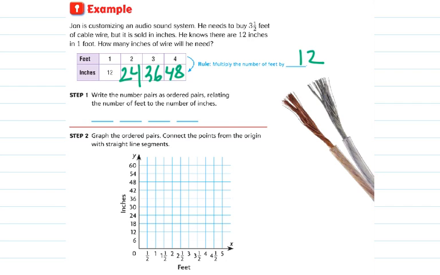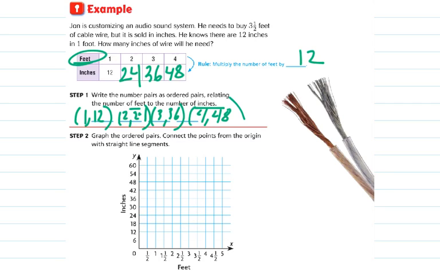Step 1. Write the number of ordered pairs relating the number of feet to the number of inches. So because it says feet to inches, we're going to write down the feet first, and then we're going to write the inches. So we have 1, 12, 2, 24. We have 3, 36. And lastly, we have 4, 48.